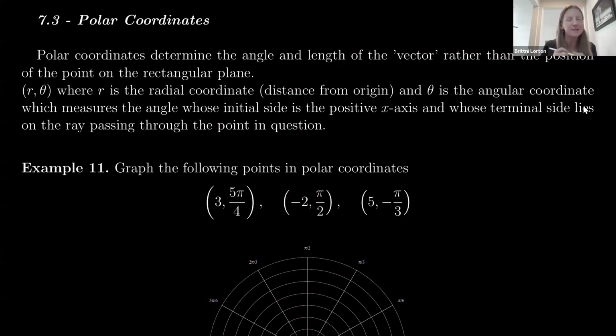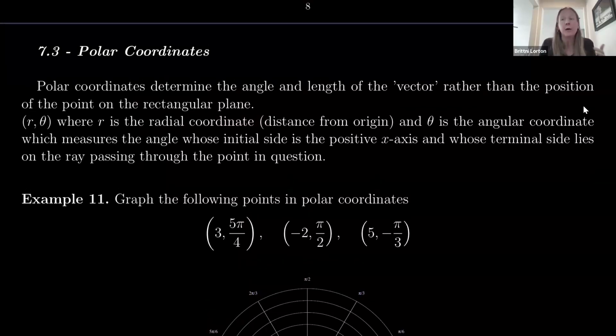Okay, now we are going to do polar coordinates. Polar coordinates determine the angle and length of a vector rather than the position of the point on the rectangular plane. It's just a fancy way of saying that this is another way to describe an ordered pair. And that really is it. It is still going to be describing an ordered pair, a location on the XY axis. Polar coordinates rather than rectangular coordinates is just another way to describe the exact same location.